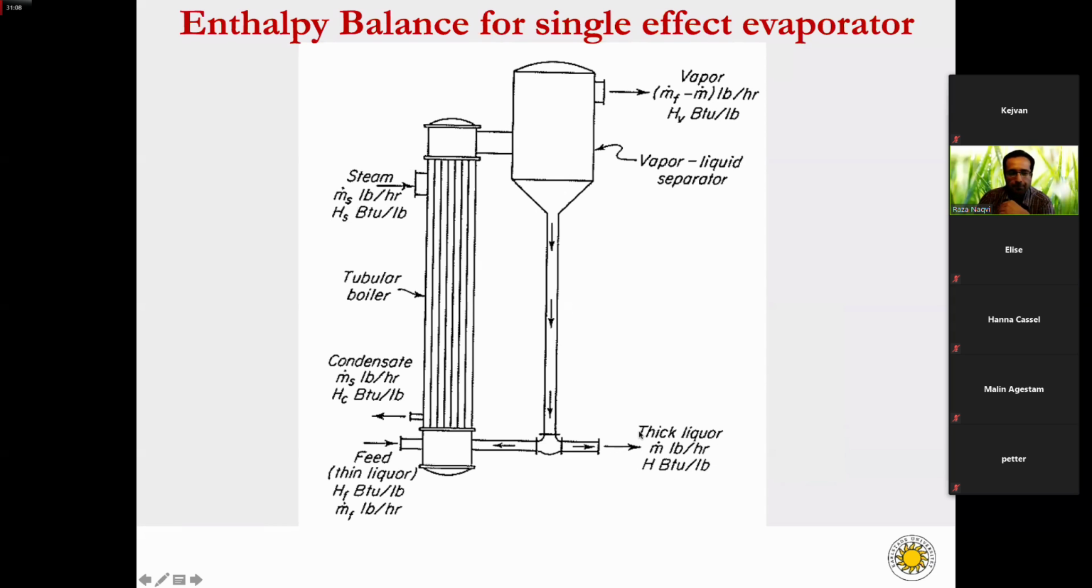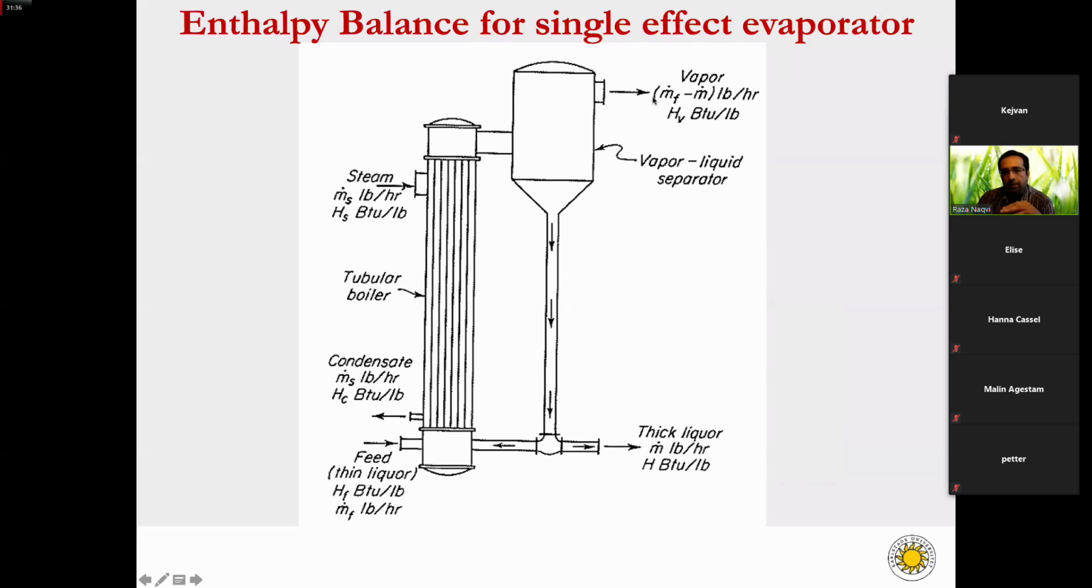Now, if we know the mass flow rate of thin liquor, which is mf, and we call the mass flow rate of the thick liquor m, how much is the water evaporated? The difference between the mass flow rate of the feed and the mass flow rate of the thick liquor is the total amount of water that has been evaporated. So it will be mf minus m.